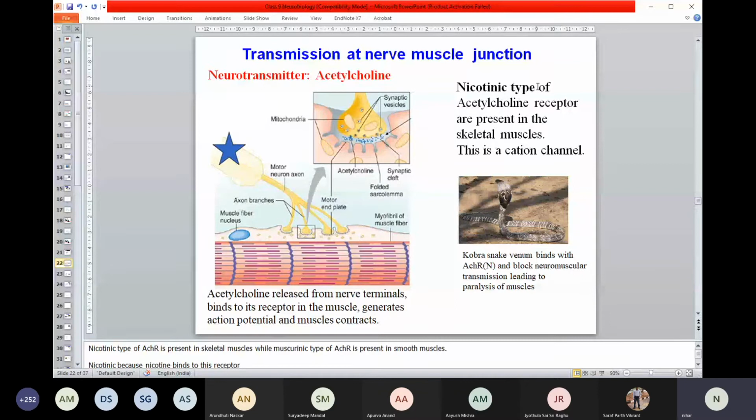But think about why they have been given the name nicotinic type. They are channels. Because the nicotine acts as an agonist, I'm telling a different terminology, an agent that will bind to the receptor and activate the receptor. That is called an agonist. If it antagonizes the receptor activity, then it's called an antagonist. So nicotine here is an agonist of the acetylcholine receptor.